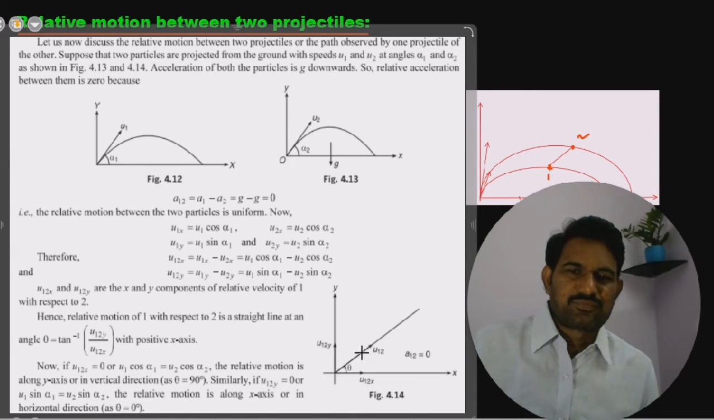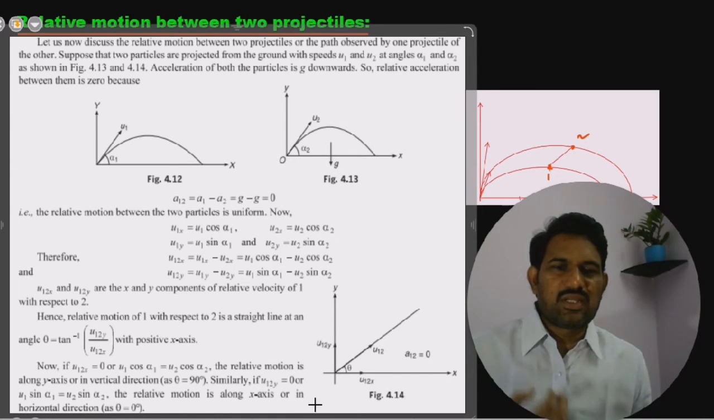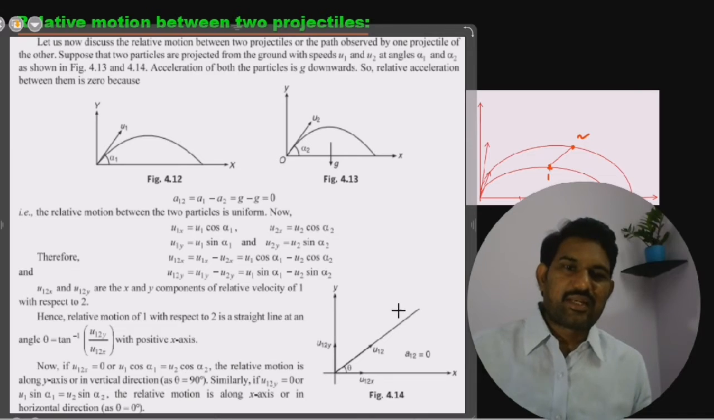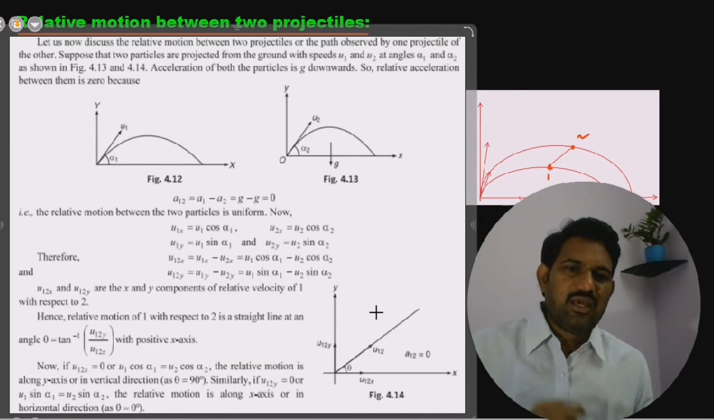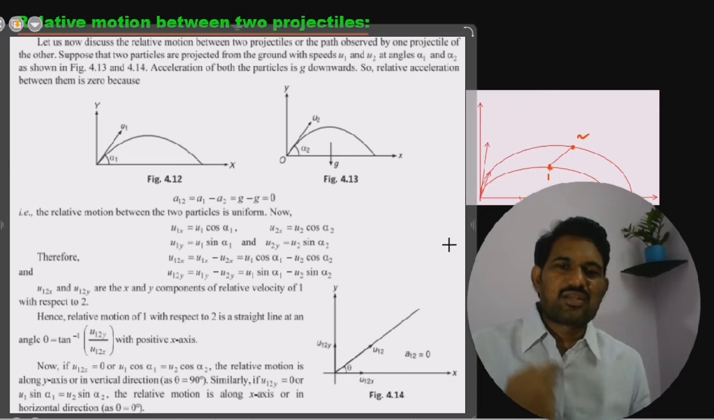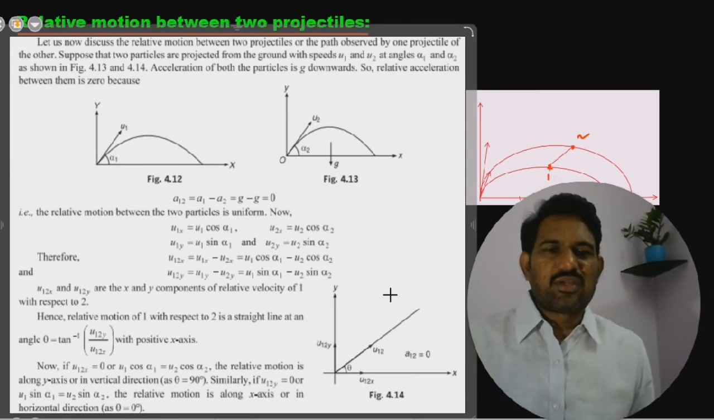So from this, what we can conclude is that when you are observing one projectile with respect to the other projectile, it appears to be moving in a straight line, not a parabolic path. With respect to the ground, we know the projectile follows a parabolic path, but with respect to another projectile, it appears to be moving in a straight line path.